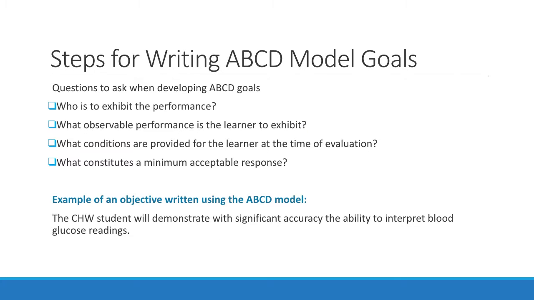Questions to ask when developing ABCD goals. Who is to exhibit the performance? What observable performance is the learner to exhibit? What conditions are provided for the learner at the time of evaluation? What constitutes a minimum acceptable response?